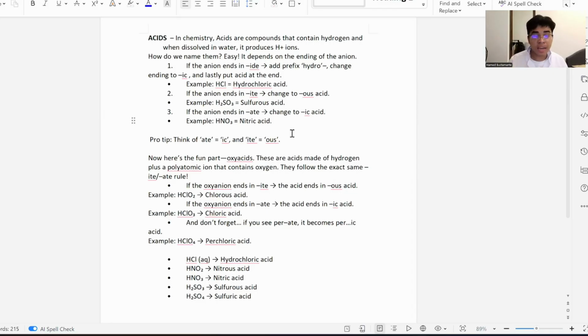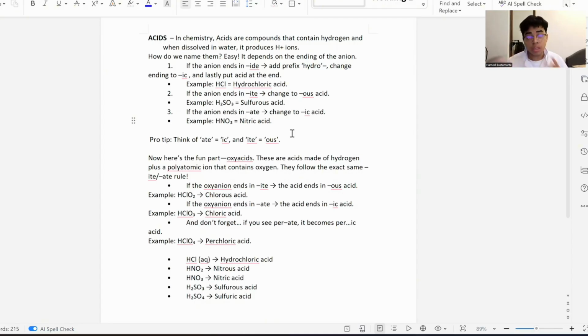So, if the oxyanion ends in ITE, the acid ends in OUS. For example, HClO2, chlorous acid. If the oxyanion ends in ATE, the acid ends in IC acid. For example, HClO3, chloric acid. And don't forget, if you see per-ate, it becomes per-ic acid. As an example, HClO4, perchloric acid.